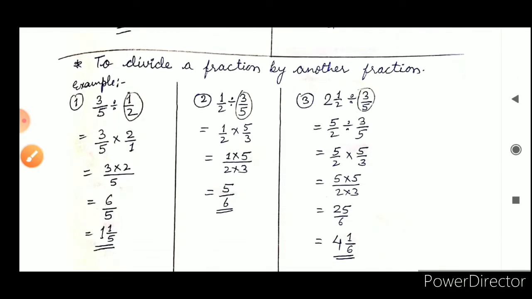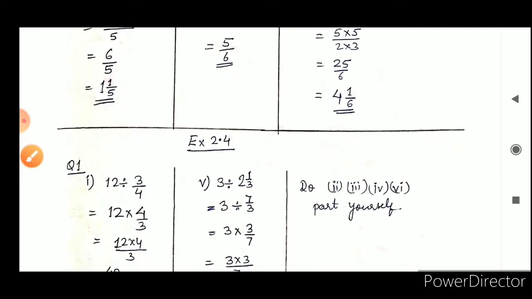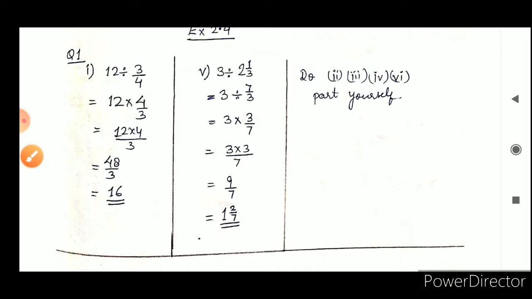Next point to be noted is to divide a fraction by another fraction. Here also the first fraction will remain unchanged. For the second fraction you write the reciprocal once you replace division by multiplication, and we have seen how to solve further. Now exercise 2.4 is fully based on this only. The first question is to divide a whole number by a given fraction: replace the division by multiplication, write down the reciprocal and further simplify.